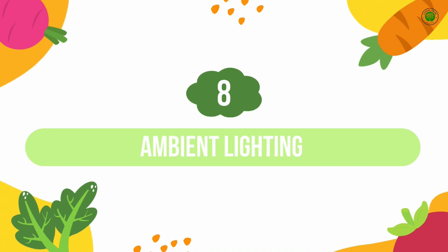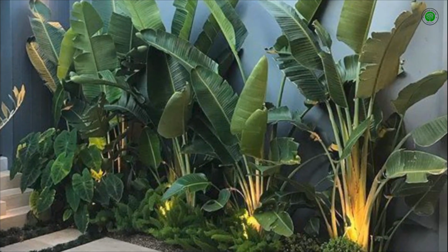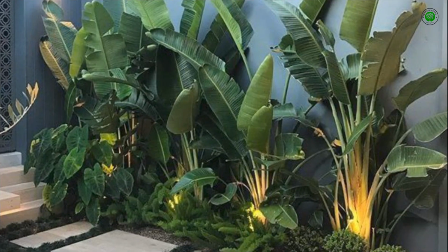8. Ambient lighting. Install subtle outdoor lighting to highlight the textures and forms of your plants at night, extending the enjoyment of your tropical garden into the evening hours. Consider warm-toned spotlights directed at dramatic foliage.